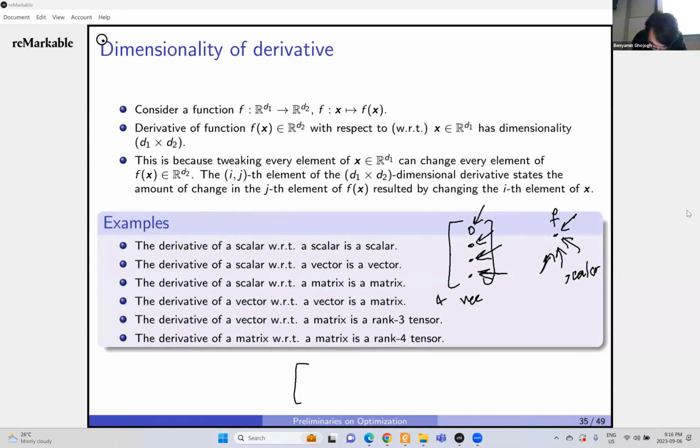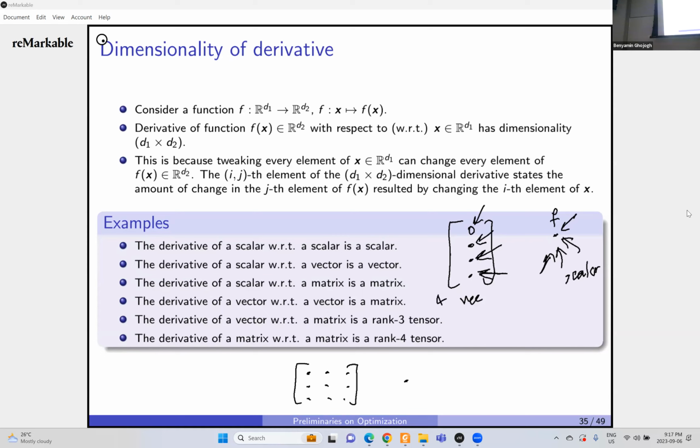Assume I have a 2 by 3 matrix and 1 scalar. How many changes do I have? 2 times 3, 6 changes, right? Therefore, the derivative, you can see it as a 6-dimensional vector or as a 2 by 3-dimensional matrix. Therefore, the derivative of a scalar with respect to a matrix is again a matrix. You see that?